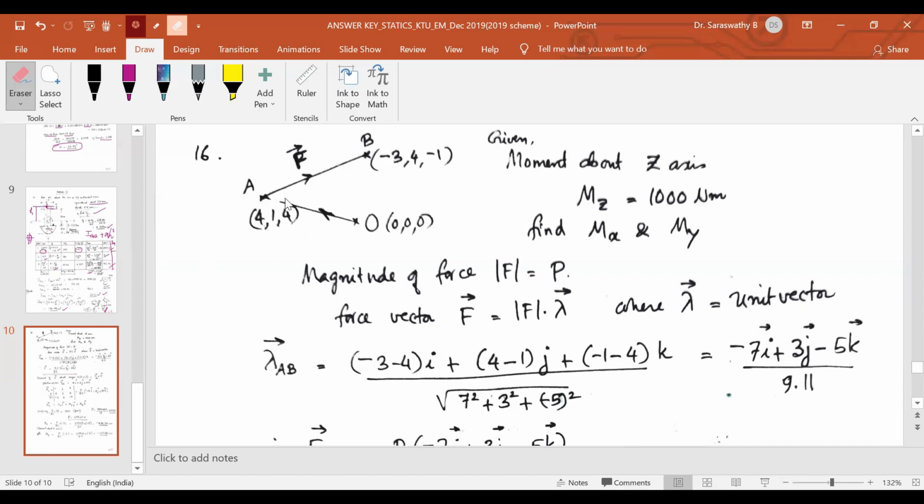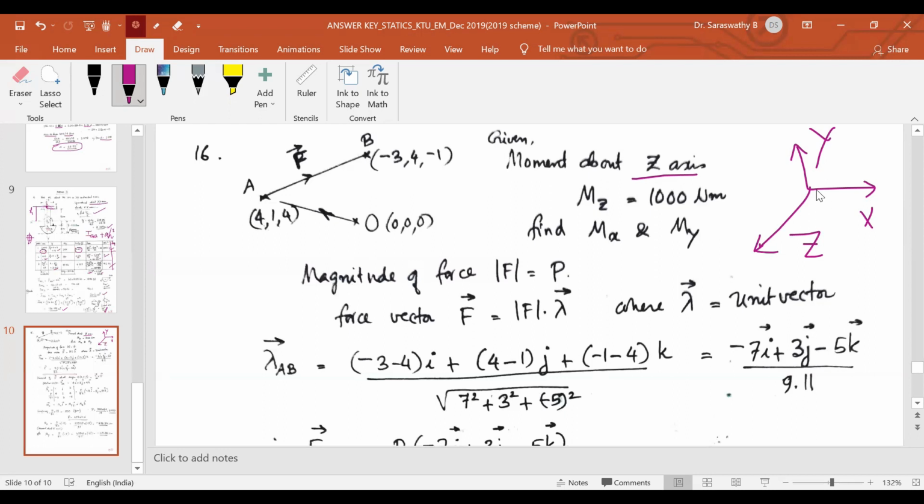Say force F, it acts through 2 points A and B. It is given point A 4 1 4 and point B minus 3 4 minus 1. And we are given moment of this force about a point O. Moment about Z axis. So a point O is a 3-dimensional force system. About the Z axis, there are 3 axes. This is X, this we consider Y, and this is the Z axis.